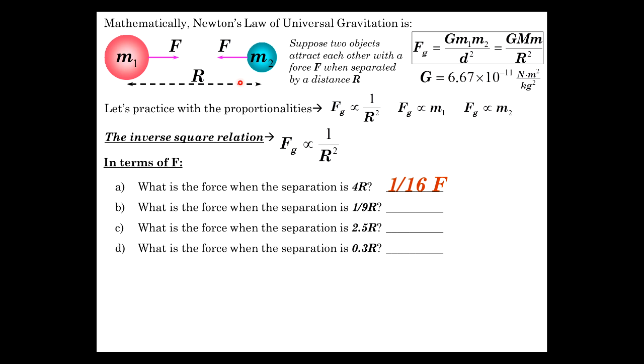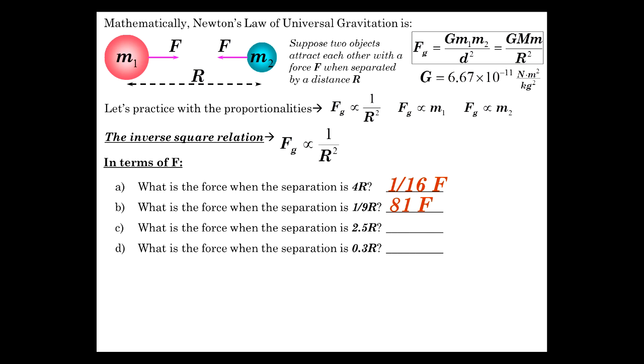So if you cut it in ninths, that's the next one, 1/9 r. Well, it gets stronger, but not just 9 times as strong. When you go 1/9 and you square that, you get 1/81. So that becomes 81 times as strong.